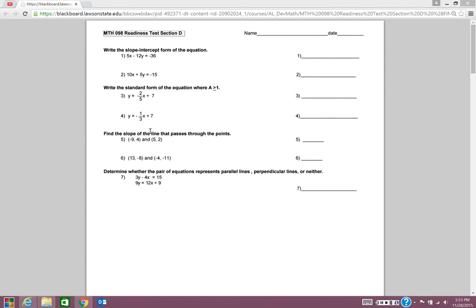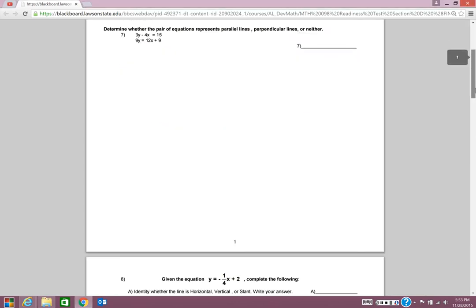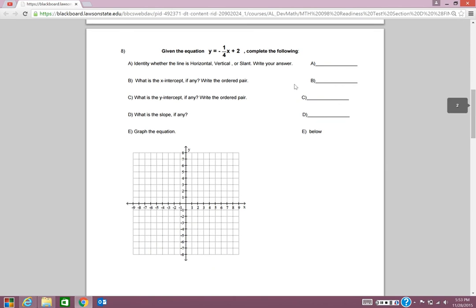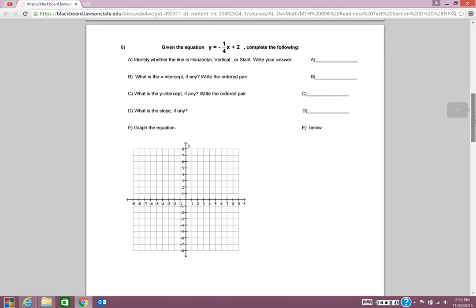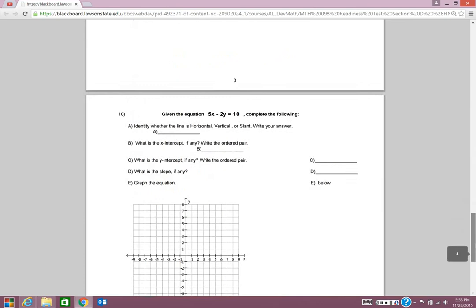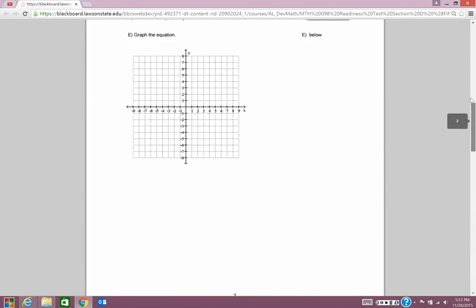As you can see on this test, you have slope-intercept form, standard form, finding the slope of a line, determining whether linear equations are parallel, perpendicular, or neither. Then there is some graphing on this test. You also have to determine whether a line is horizontal, vertical, or slant, the intercepts, the slope of that line. So these are the concepts that you need to understand for Section D. So let's go through it. This will be part 1.